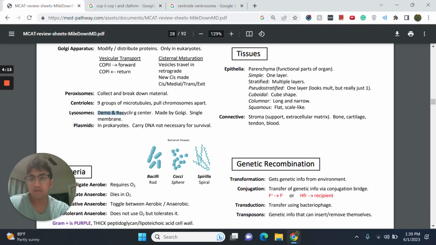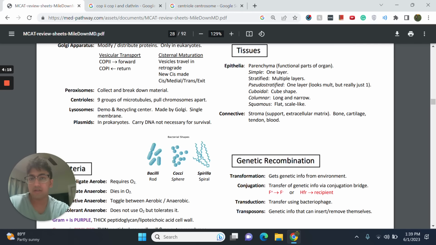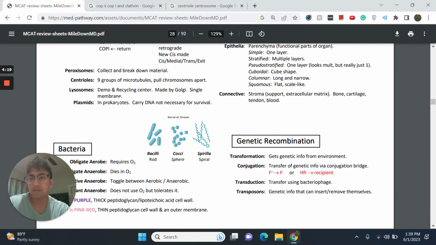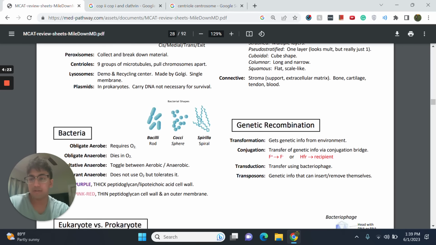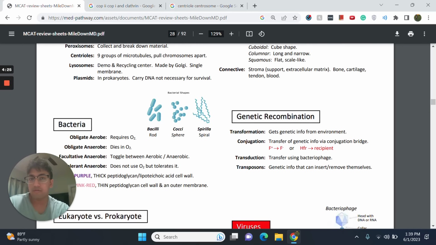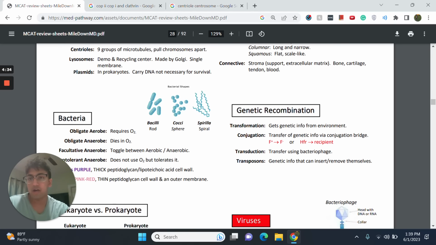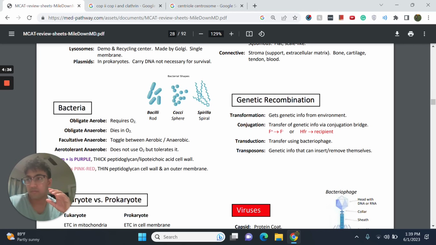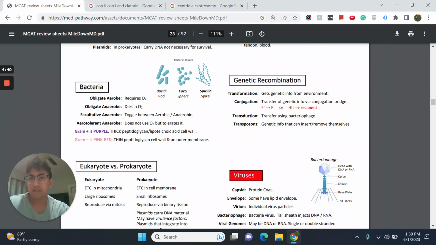Now we have lysosomes. Lysosomes are the recycling center. They're made by the Golgi and have a single membrane. Plasmids are within prokaryotes, and they carry DNA that is not necessary for survival. Plasmids are those circular pieces of DNA that can replicate really quickly, and a lot of biochemists really like the plasmid because they can insert genes of interest to farm the genes that they want.